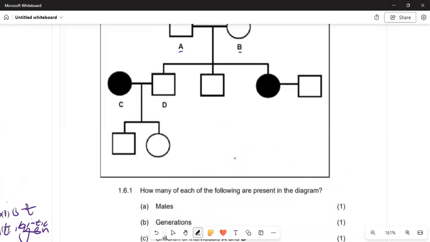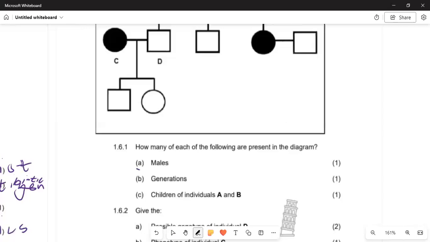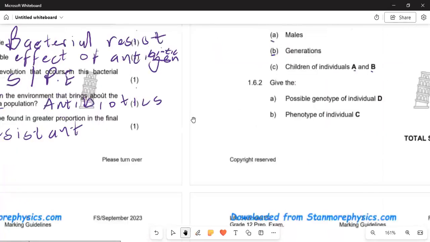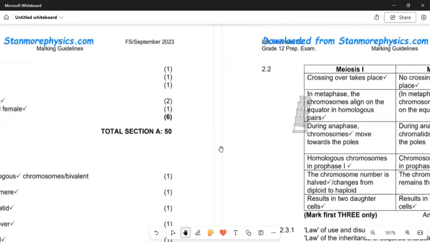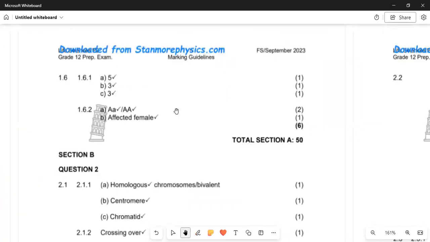We want the males that are in the diagram. I'll show you. And we want the generations, and we want the children of A and B. So moving on again, we can see the calculation of the males, the generations, and the children. We've got 5, 3, and 3.